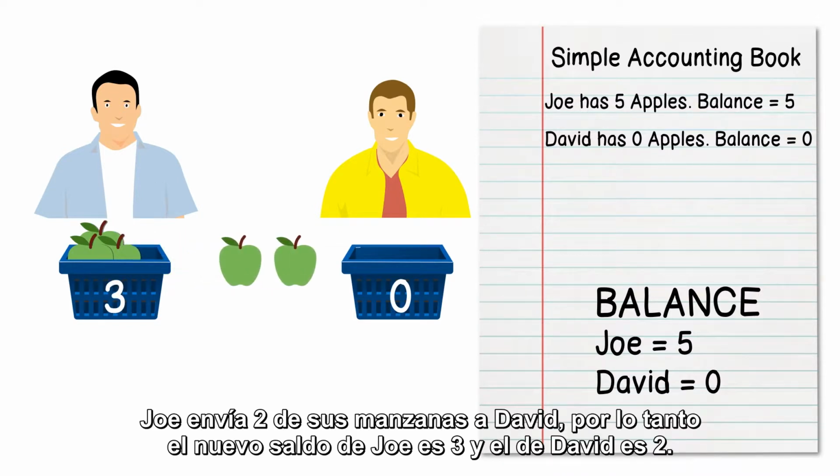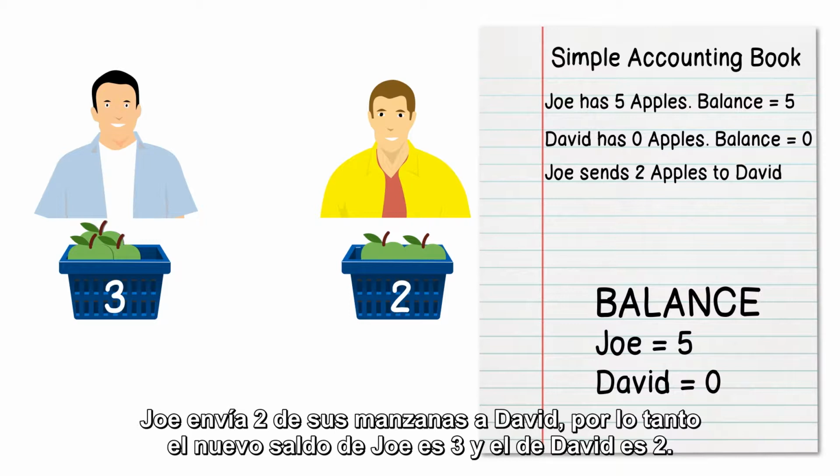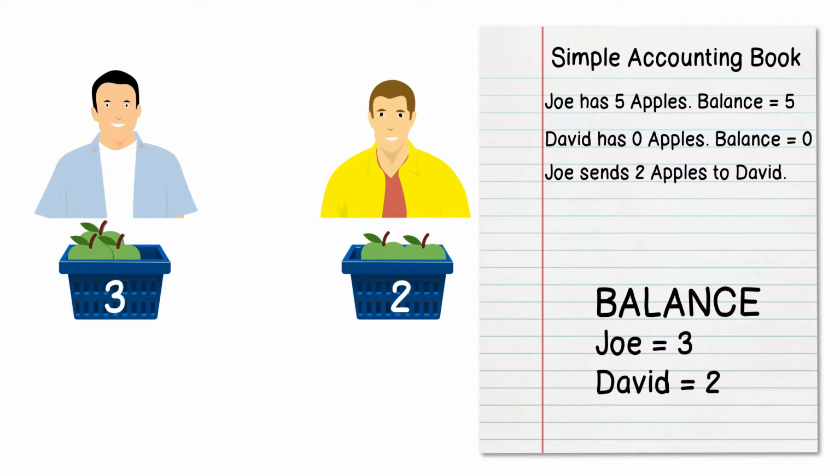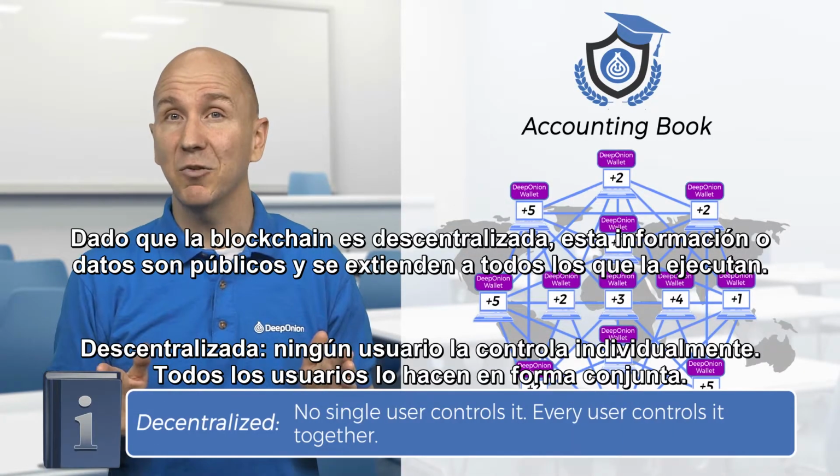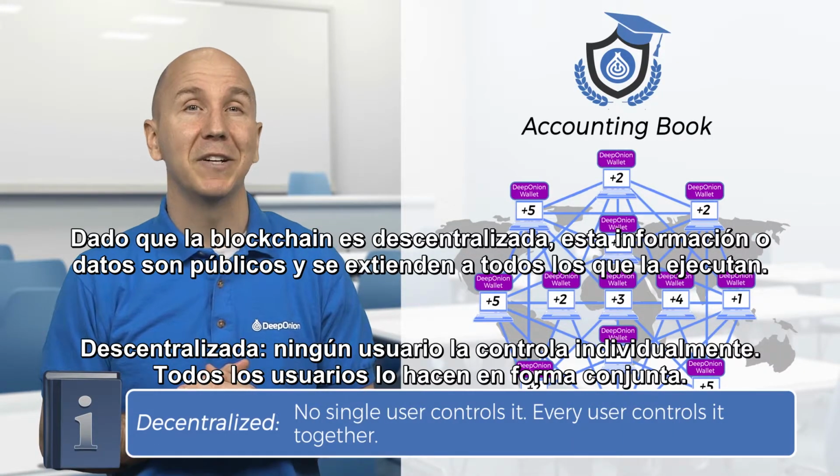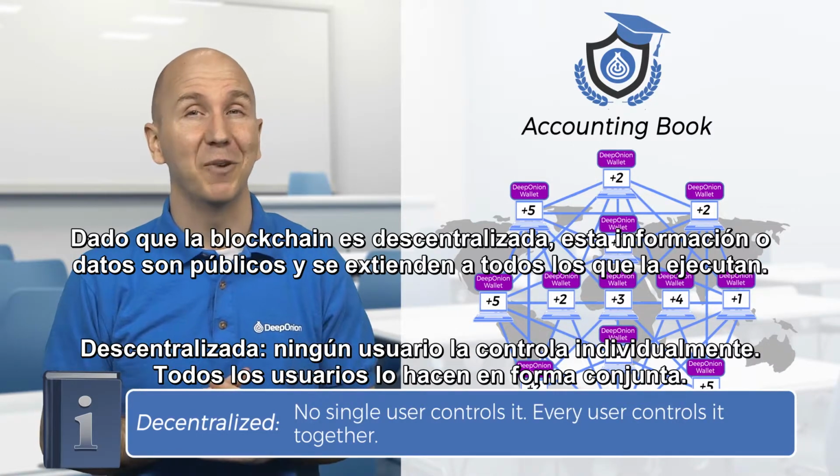Joe sends 2 of his apples to David. Joe's new balance is 3, and David's new balance is 2. Since the blockchain is decentralized, this information or data is public and spread to everyone running it.